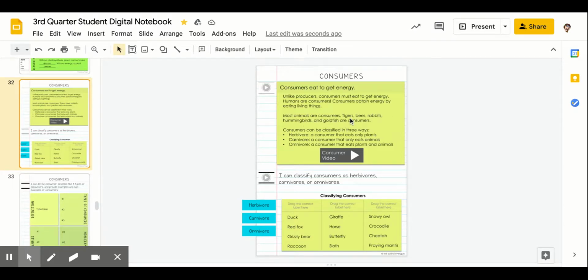Almost all animals are consumers. Tigers, bees, rabbits, hummingbirds, and goldfish are all consumers. They can be classified in three ways. Herbivore means that a consumer eats only plants. A carnivore, meaning that a consumer eats only animals. Or an omnivore, meaning that a consumer eats plants and animals. We're going to watch this quick video.